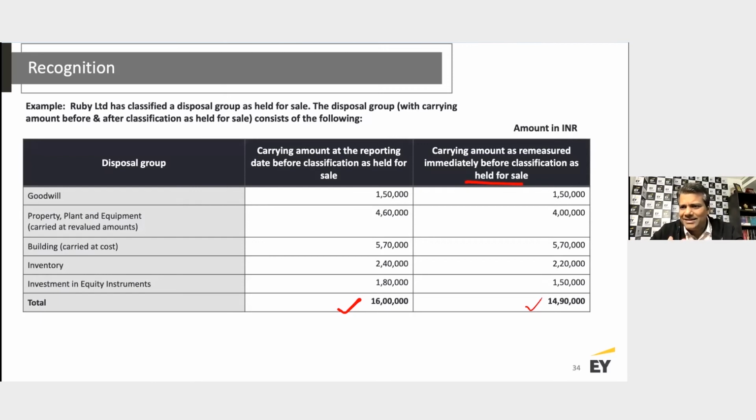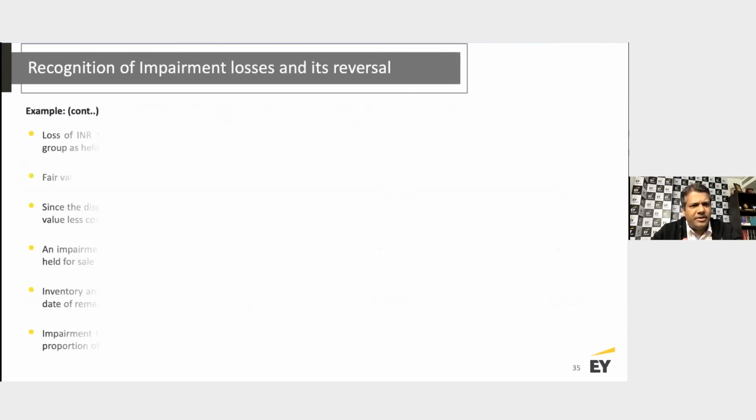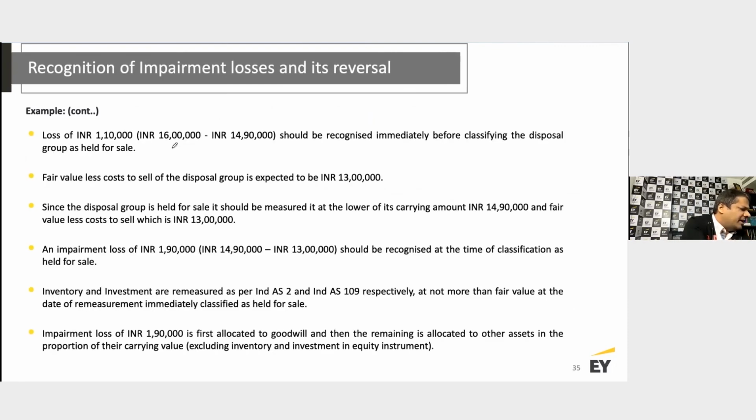That means this 1 lakh 10,000 is anyway measured as per other Ind AS, to be recorded immediately as a charge in my profit and loss account. So that's the first set of information which has been given to me. And then what is the additional information? The loss of INR 1,10,000 should be recognized immediately before classifying the disposal group as held for sale. Now the additional information is that fair value less cost to sell is, let's say, 13 lakh. Now I was at 14 lakh 90,000 and 13 lakh. That means another 1 lakh 90,000 of loss, which I need to record.